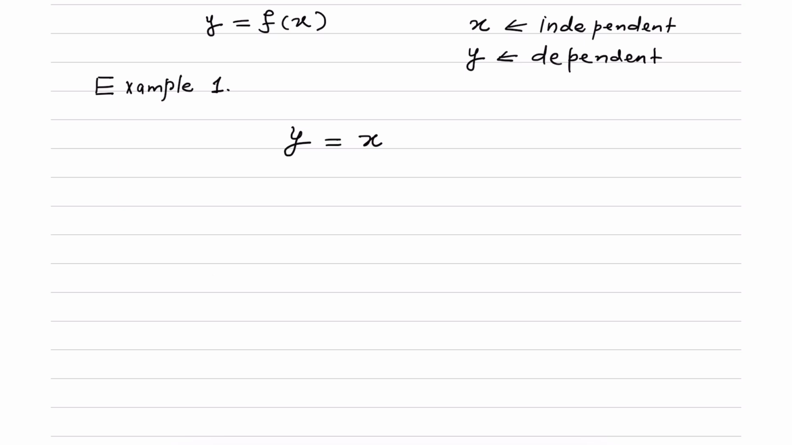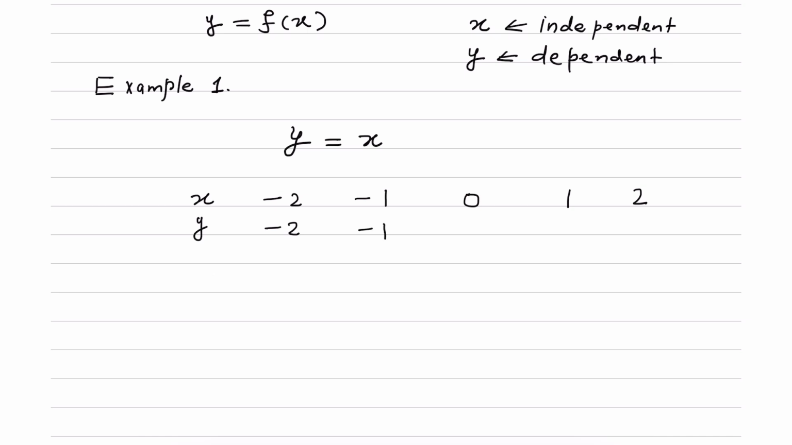So how to get the plot of a function? First we will get some x values of our choice, and we will get the corresponding y values. What do I mean by some x values of our choice? I take -2, -1, 0, 1 and 2, and we get the corresponding y values. When I plug -2 in this equation, y equal to x, we get y also as -2 because the relation is y equal to x. When we plug -1, we get y also -1.